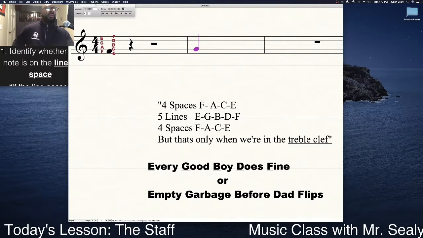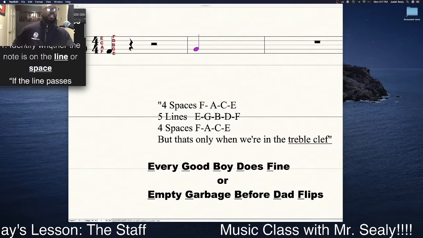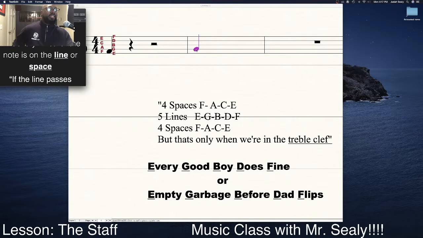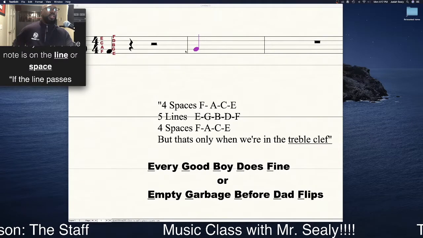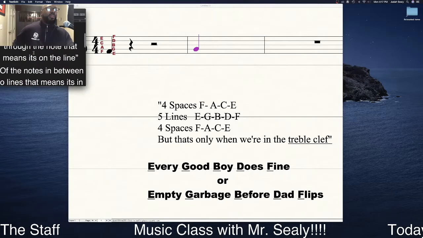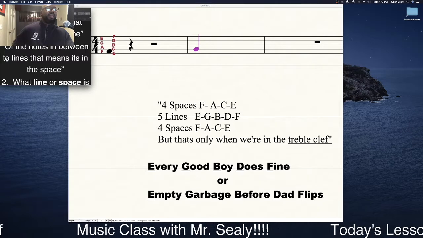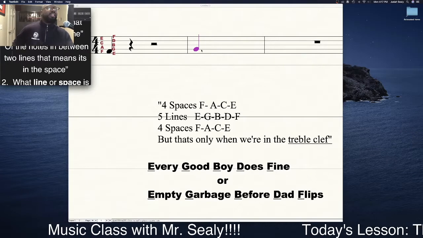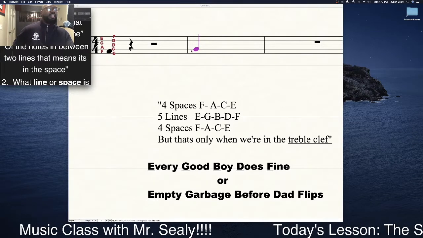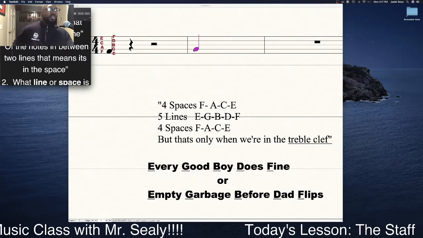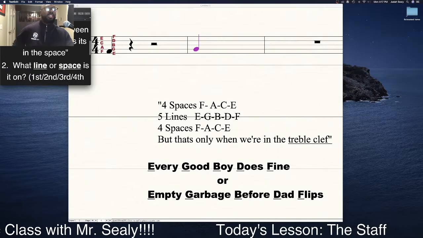So we're going to do it together. Is this note on the line or the space? Let's look and see. Is the line passing through it? If the line passes through the note, that means it's on the line. If the note's in between 2 lines, that means it's in the space. Is the line passing through it, or is it in the space? The line is passing through it, so that means it's on the line.